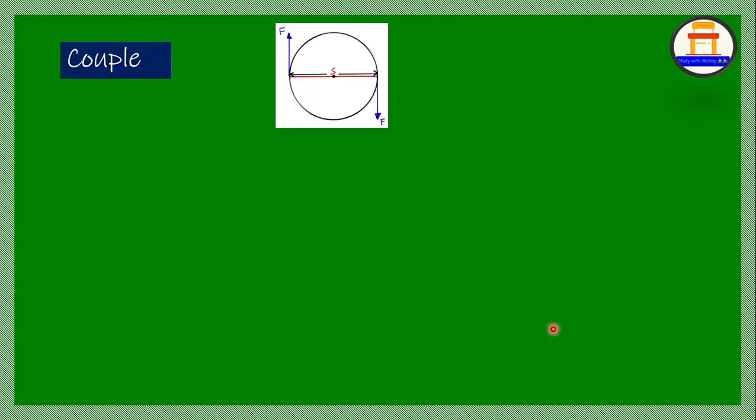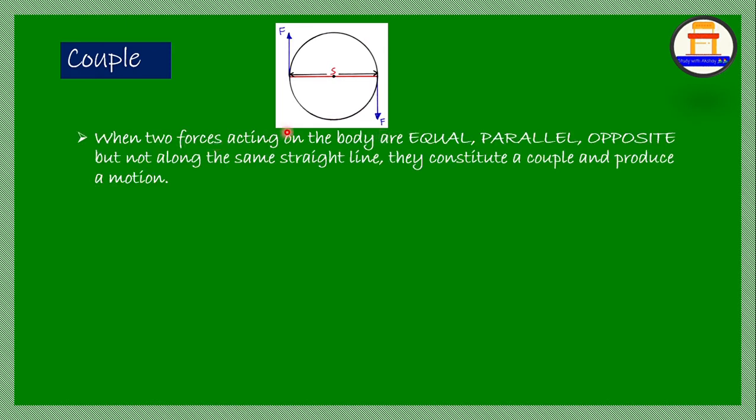Let's move ahead further. Couple. As we hear the word couple, it means two. You can see in the picture there are two forces, one here, one here. Using this, we will derive the definition. When two forces acting on a body are equal, parallel and opposite but not along the same straight line. See, are they along the same straight line? No. Are they equal? Yes. Are they parallel? Yes. Are they opposite? Yes. So they constitute a couple and produce motion in the body.